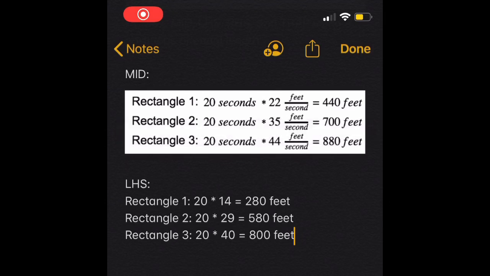For the LHS, we use the same width of 20, but now we multiply by the left value. So we would do 20 by 14, then 20 by 29, and then 20 by 40, and add these together. This will give us an LHS of 1660 feet.